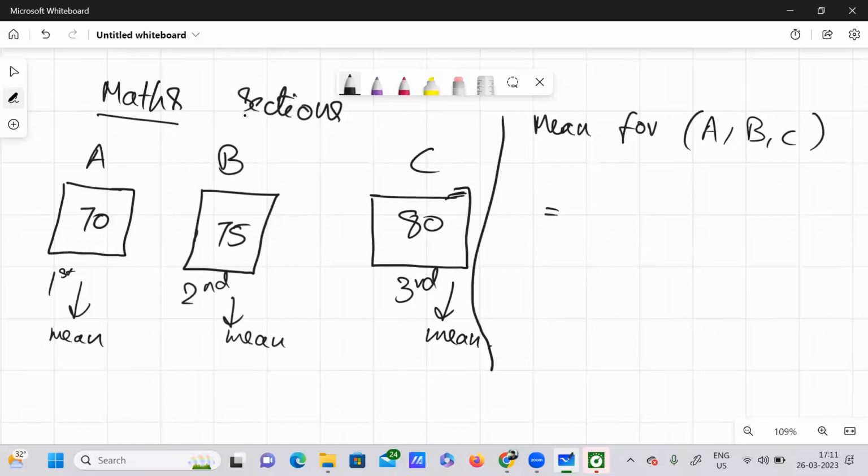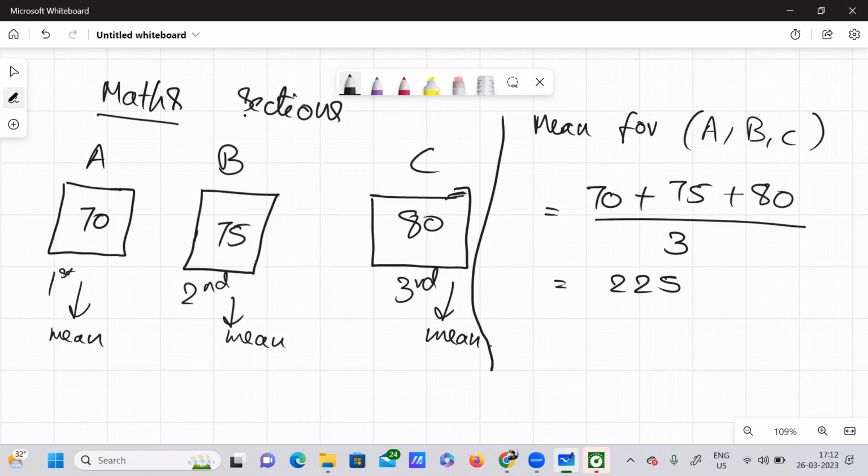What can we do? What do we do usually? 70 is the mean of A group plus 75 is the mean of B group and 80 is the mean of C group, right? And whole divided by how many number of groups are there? 1, 2, 3, right? So we usually calculate this, and we usually get 75 as the answer, right?